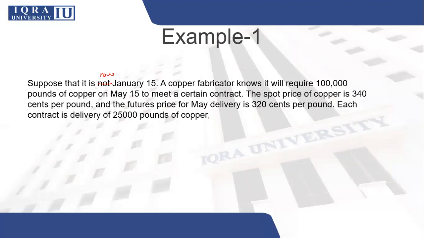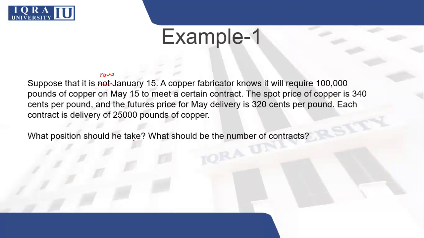So the first question is, what position should he take? You have already studied that there are two positions. One is long, which relates to buying future contracts, and the other one is short. That means that whatever is the underlying instrument, you're going to sell it. And in long, whatever is the underlying instrument, you're going to buy it when the future contract ends. So now a copper fabricator knows it will require 100,000 pounds of copper. That means he wants to purchase the 100,000 pounds of copper later on. So the position that he should take is long.